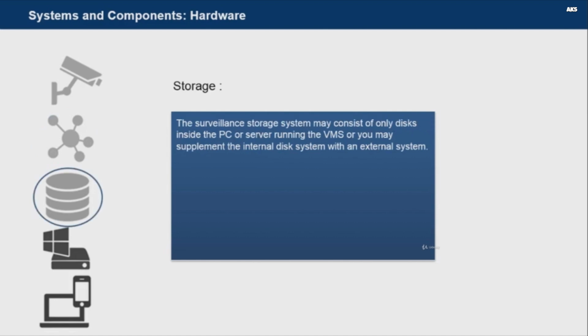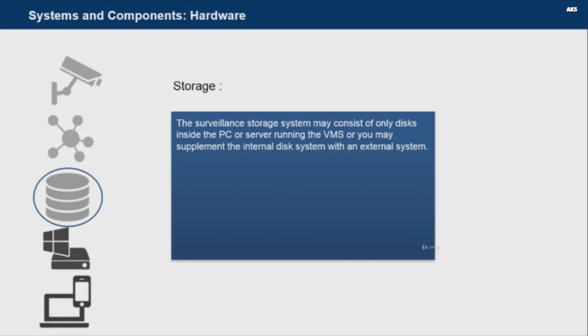So the video surveillance system needs a storage system consisting of 1 or more disks to store the recorded surveillance data. That means video, audio, and analytics data. Of course, aside from the disk system required by the operating system to run. And this storage system may consist of only disks inside the PC or the server running the VMS.